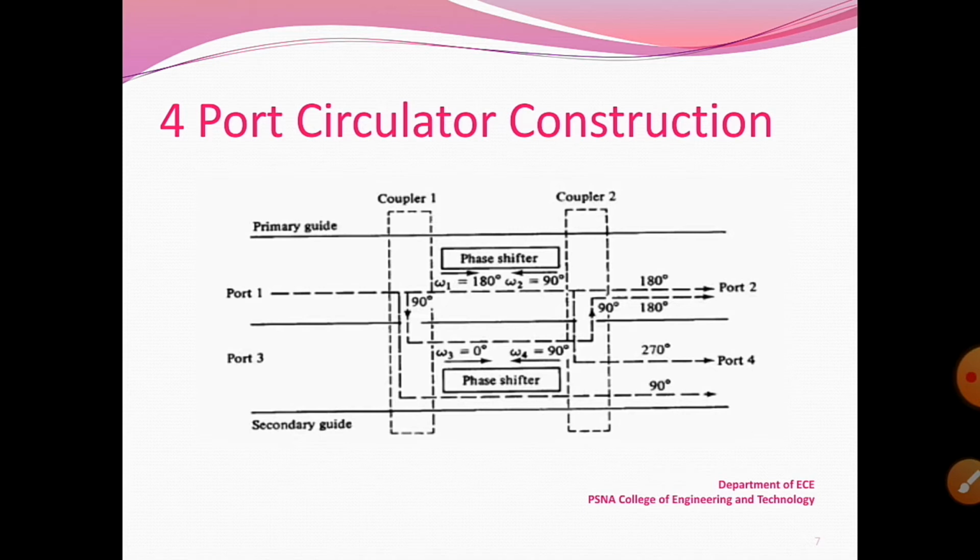Since the 2 waves reaching the port 2 are in phase, the power is transmitted from port 1 to port 2. The waves propagating through primary guide, phase shifter and coupler 2 arrive at port 4 with a 270 degree phase change. The wave travelling through coupler 1 and secondary guide arrives at port 4 with a phase shift of 90 degrees. Since the 2 waves reaching the port 4 are opposite in phase, the power transmission from port 1 to port 4 is 0.